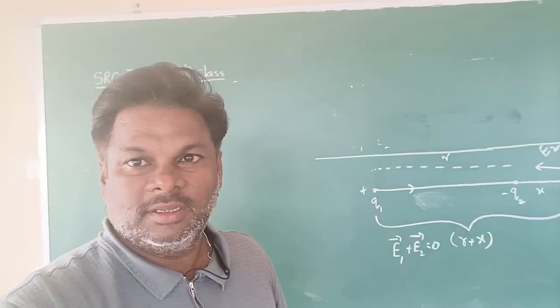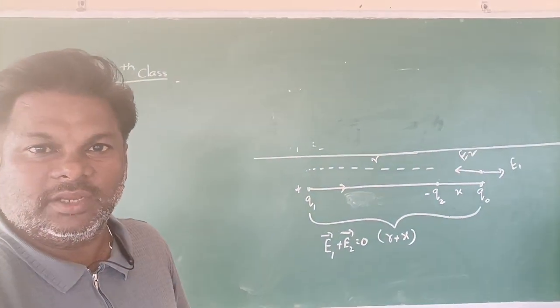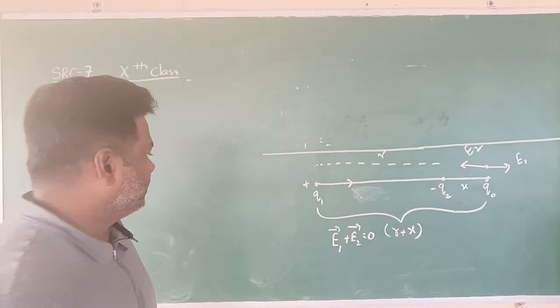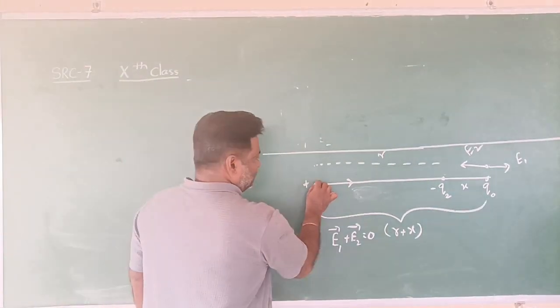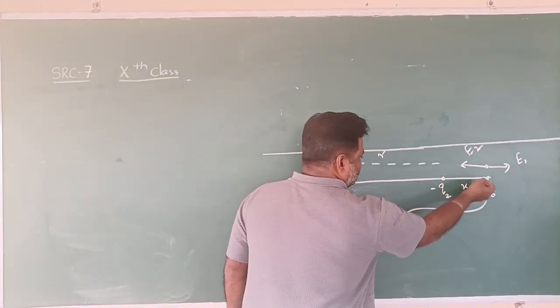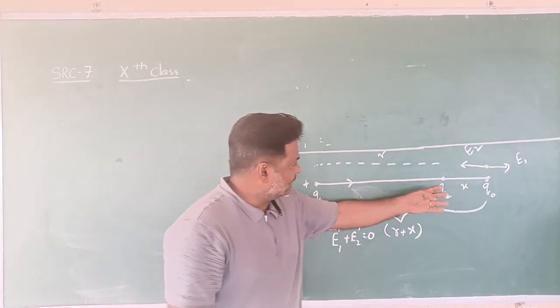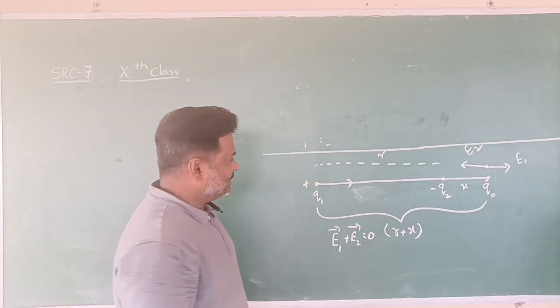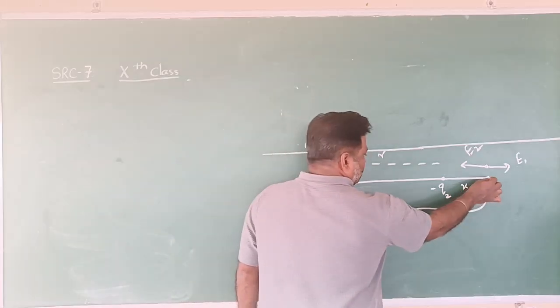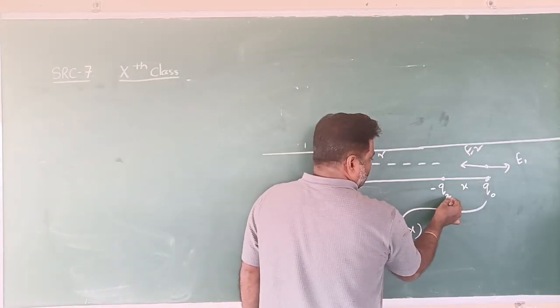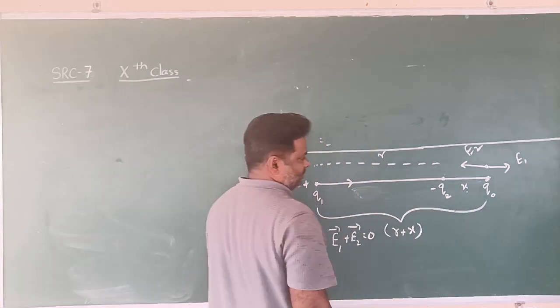It is outside of these charges. Either it is not in between these two, or it is located on the right-hand side or left-hand side of the charges. So I took it on the right-hand side. So now, what is the distance of the null point from q2? It is equal to x.